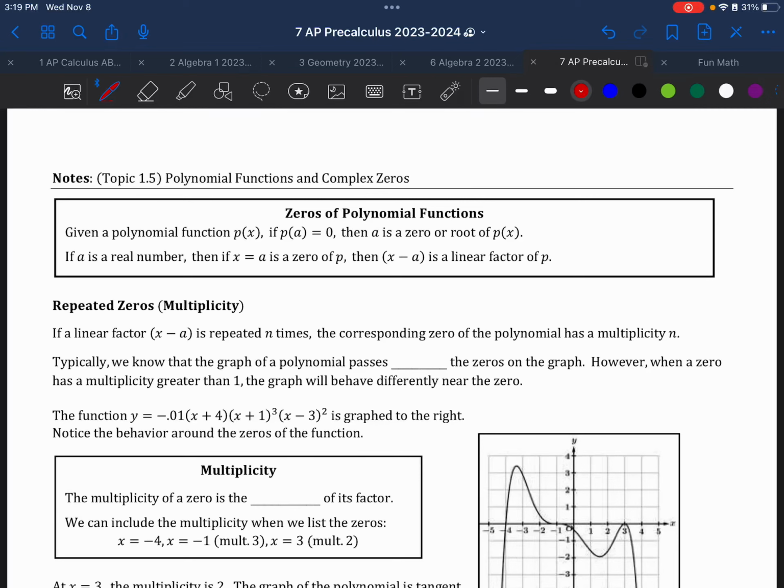This is AP Precalculus. We're on the notes for topic 1.5, polynomial functions and complex zeros. There's a lot of material for this lesson compared to other lessons. Let's dive in.